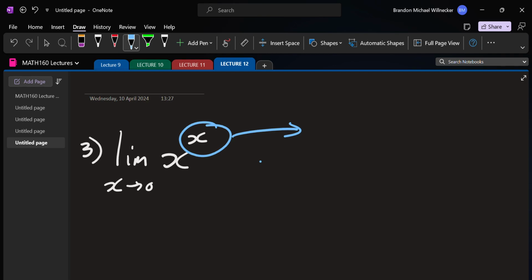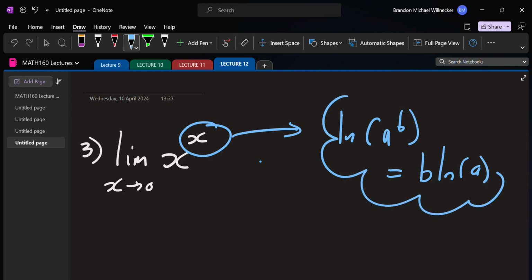What we want to do is bring it down. We don't want it in the exponent. It's easier if we work with it being multiplied. So how do we take something from the exponent and bring it down? Log. Yeah, so if we have the log of a to the b, this is equal to b log a.